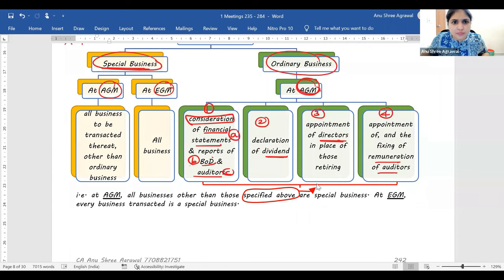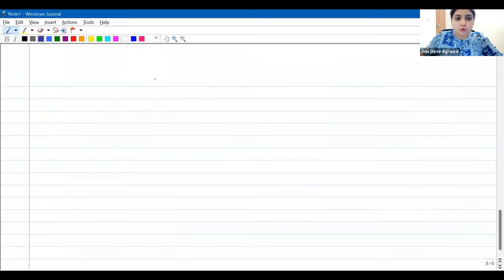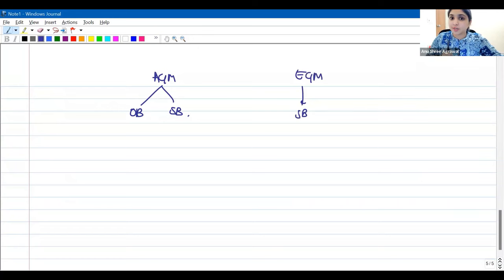Where will you do special business? Special business anywhere, AGM or EGM. Ordinary business, where will you do? Ordinary business only in the AGM. So, can I put a flowchart like this, that in the AGM, I can do ordinary business also, special business also. But in EGM, I can do only special business. Do you agree? Yes, because ordinary business can be done only in the AGM.